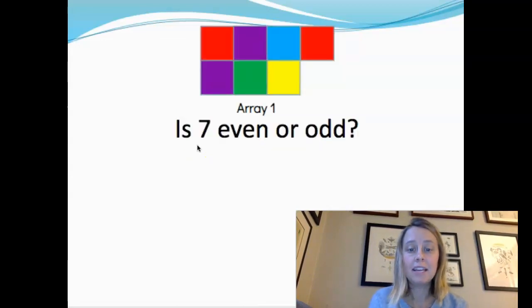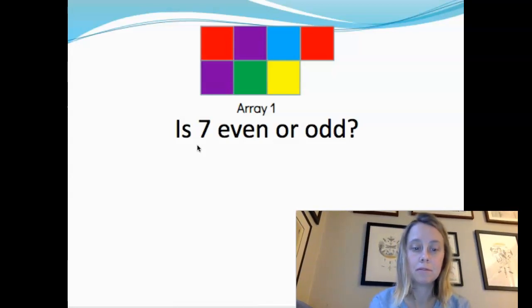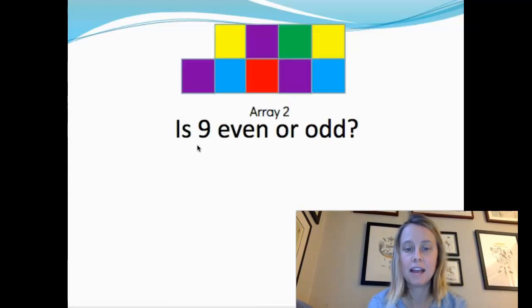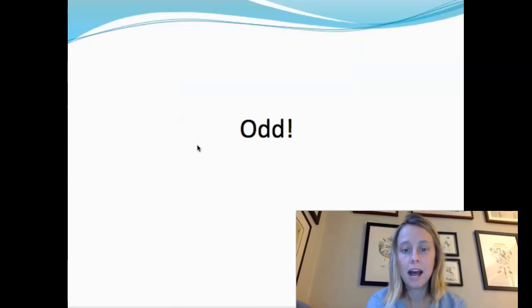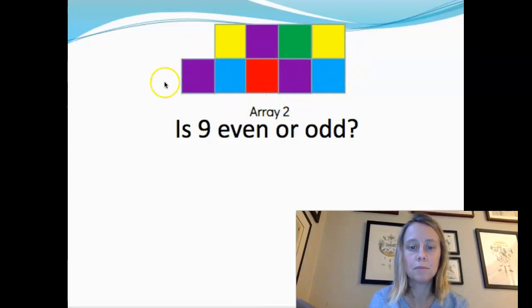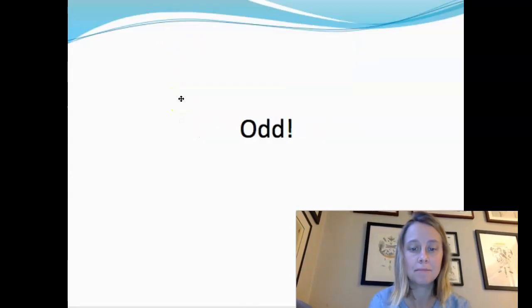So is 7 even or odd? Shout it out if you know. It's odd. It has that extra tile at the top. Is 9 even or odd? Odd. Remember, it has that extra tile on the bottom left, and we can't count by twos. 2, 4, 6, 8. Oh, we don't get to 9, so that means it's odd.